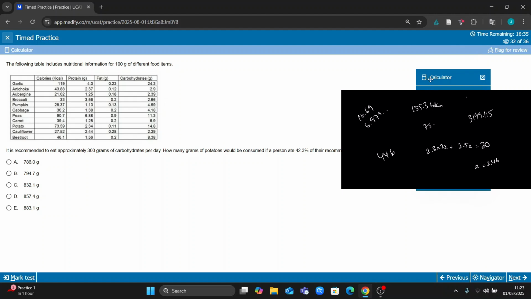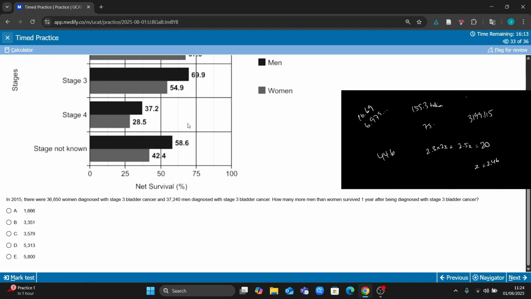It's recommended to eat approximately 300 grams of carbohydrates per day. How many grams of potatoes would be consumed if a person has 42% in the form of potatoes? So 300 times 0.423, and potatoes is 14.8. So divide that number by 14.8. So this is how many lots of 100 grams you need. So you need 87. Okay.